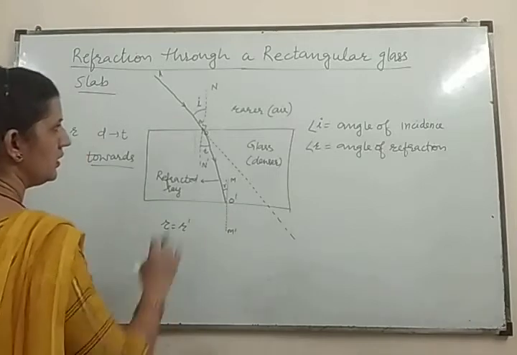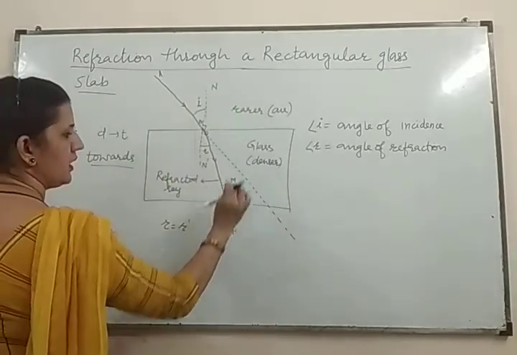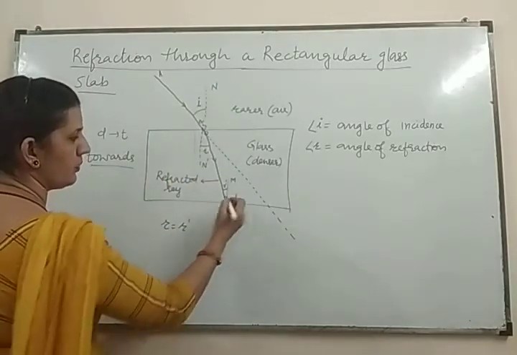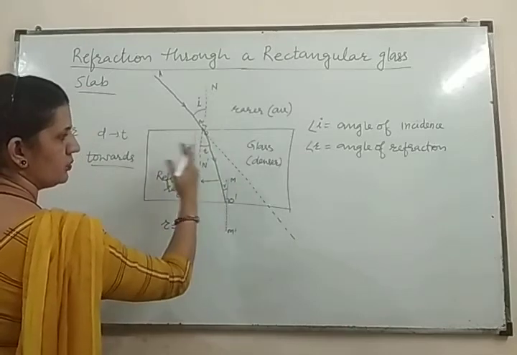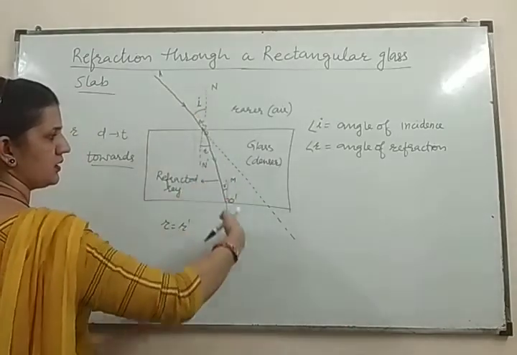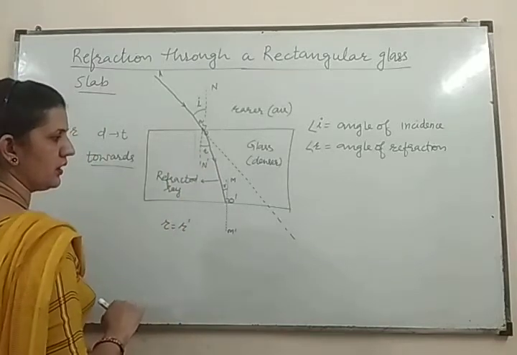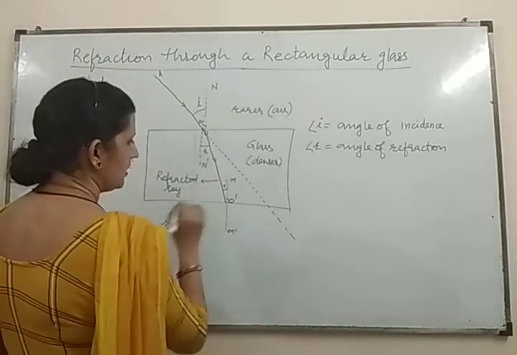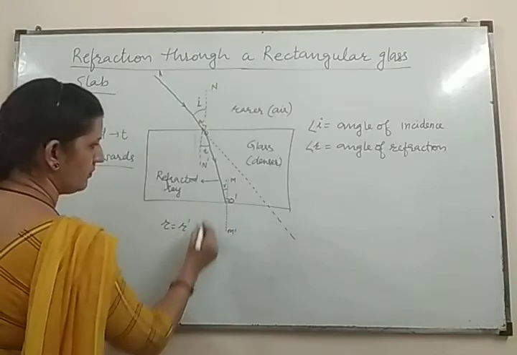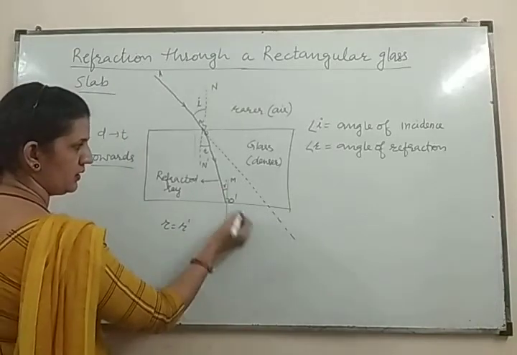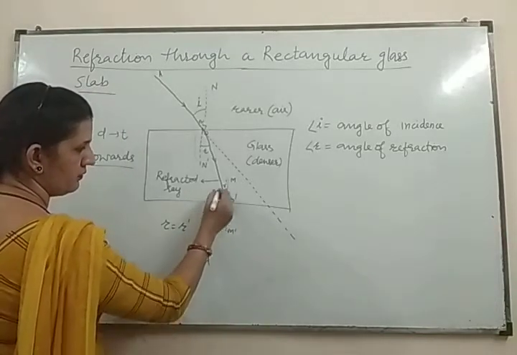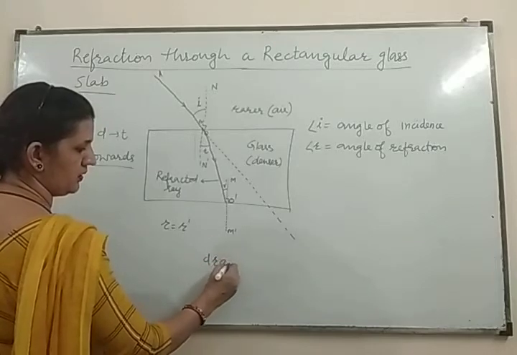Why is this so? This N dash and M dash are two perpendiculars. They are parallel to each other, and this ray is intersecting these two parallel lines. So R is equal to R dash. Here the ray will travel from glass to air. It means the ray is moving from denser to rarer medium.